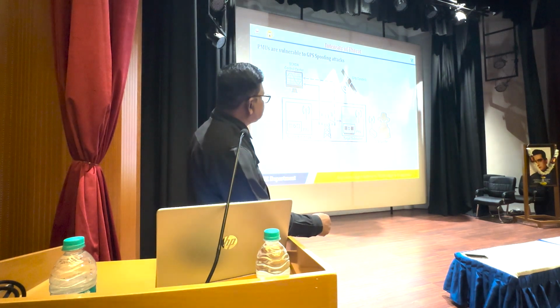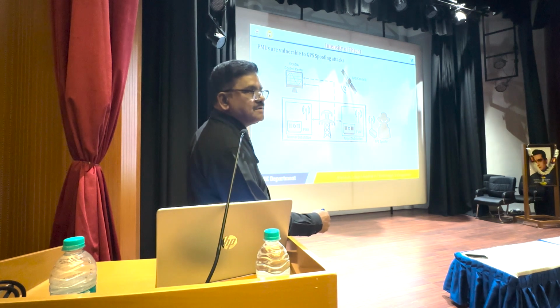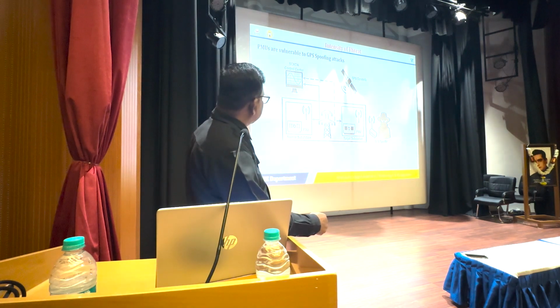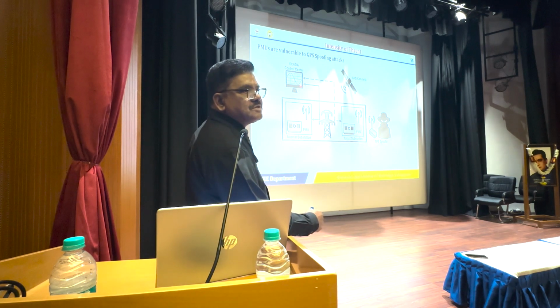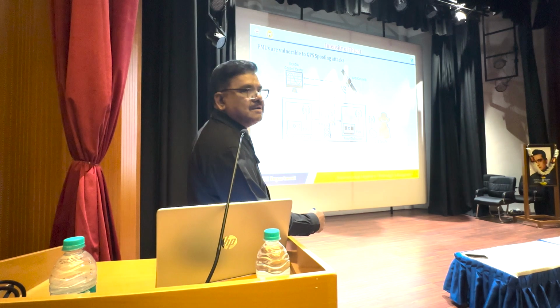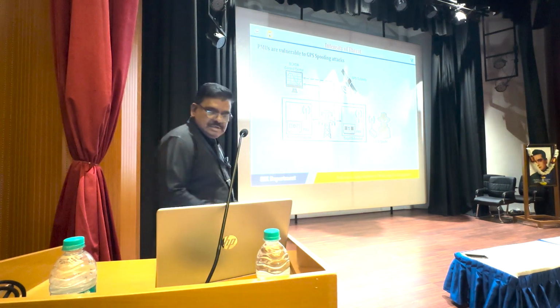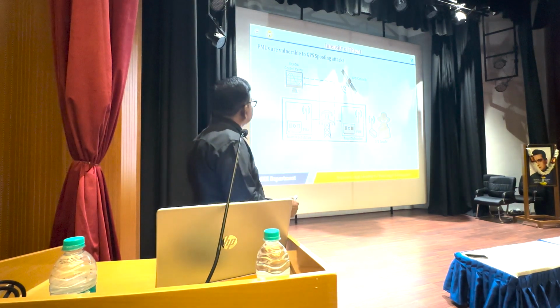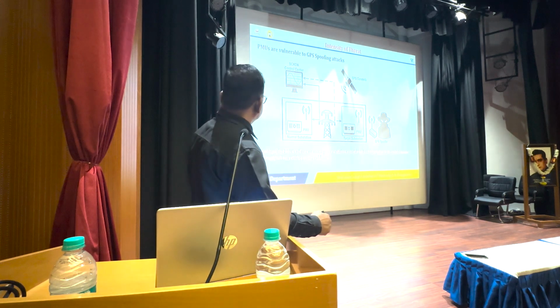So what happens? It will send the wrong signals because these two are time synchronized with the GPS, and because this one is getting a wrong signal, this one also gets a wrong signal. Finally, it leads to wrong information at the SCADA center. So this is how GPS spoofing attacks will occur on your transmission side.